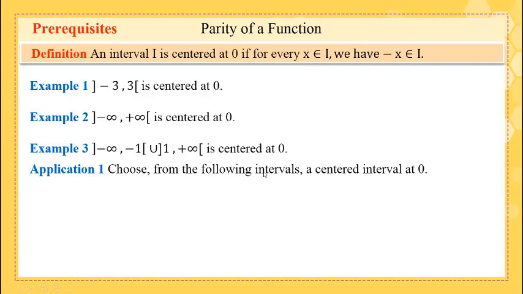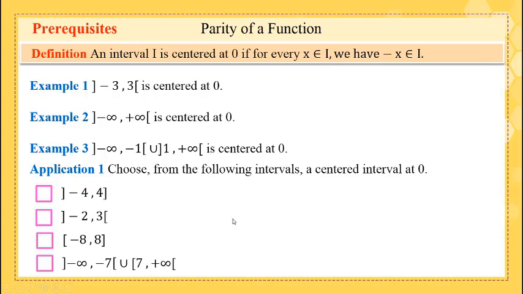Application. Choose from the following intervals a centered interval at 0. Please stop the video, then solve this application. The correct answer is minus 8, 8. Why? In the interval minus 4, 4 belongs to this interval, but minus 4 doesn't belong to it. In the interval minus 2, 3, 2.9 belongs to this interval, but minus 2.9 doesn't belong to it. In the last interval, 7 belongs to this interval, but minus 7 doesn't belong to it.